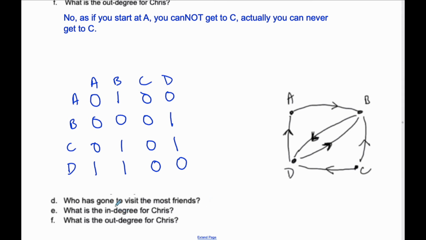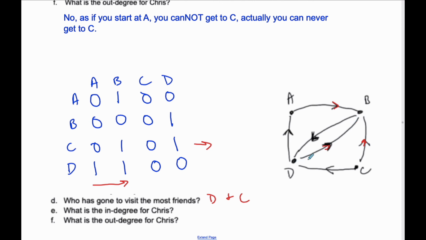Now, who has gone to visit the most friends? Well, if I look at D, he goes to 2 friends, which I can see by looking this way on my adjacency matrix. So going out, D and C have both gone out to 2 different friends. If the question would have been who has been visited by the most friends, well, that's going to be who's going in the most often. That's B. They have someone coming in here, here, and here. Everyone might want to hang out with B because he has the most friends that come to his house.